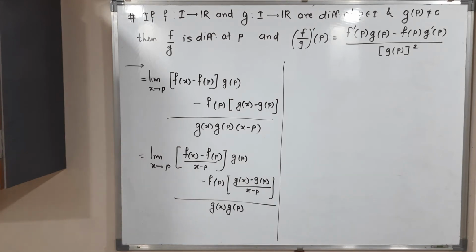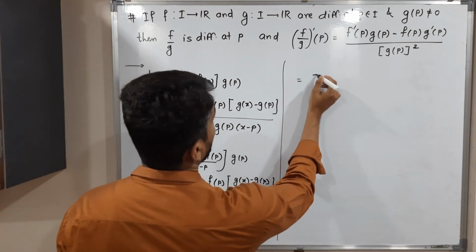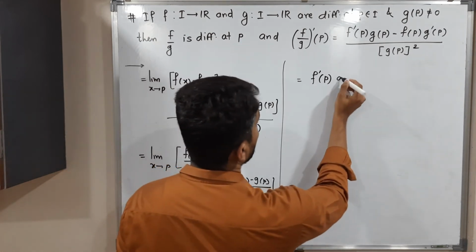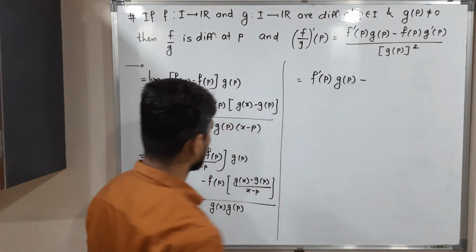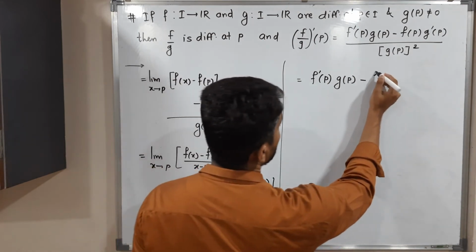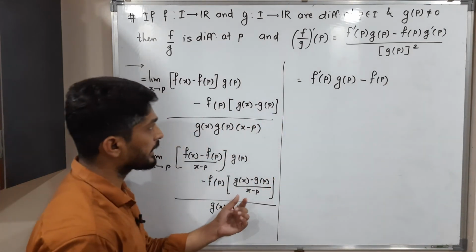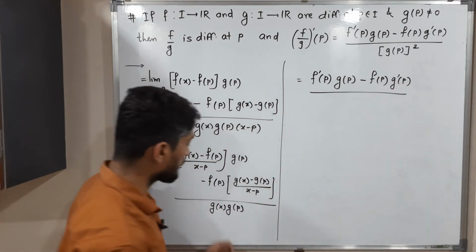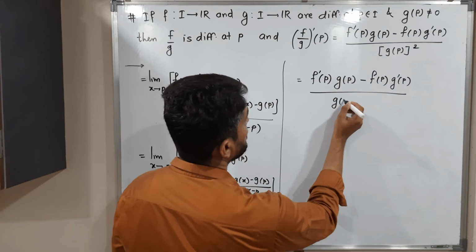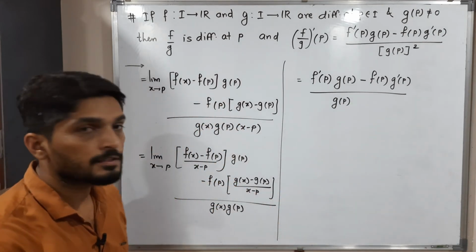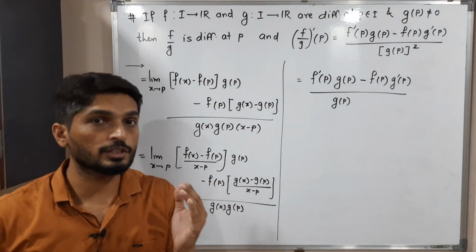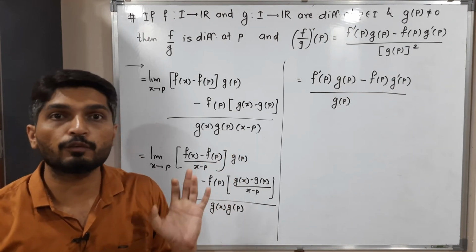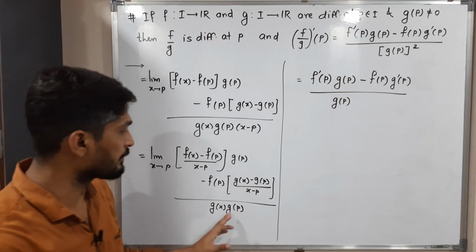So if you apply the limit, what will you have? Its value will be f dash of p, as I told you earlier. g of p is constant, so it stays as it is, minus f of p is constant, as it is. Applying the limit to this bracket gives g dash of p, divided by g of p. The reason is the same: g is differentiable, and every differentiable function is continuous. So applying the limit to g of x gives g of p by the definition of continuity. I am simply using the definitions everywhere.